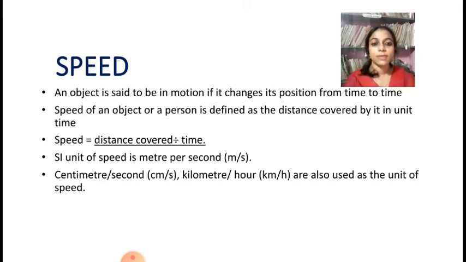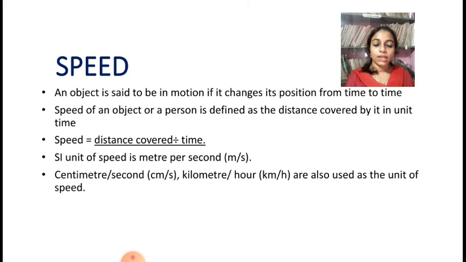So what is speed? Speed of an object or a person is defined as the distance covered by it in unit time. So we can say that it is the distance covered by that particular object per unit time. We can calculate the speed by using the formula: distance covered divided by time taken.